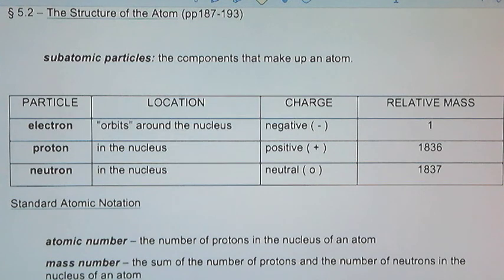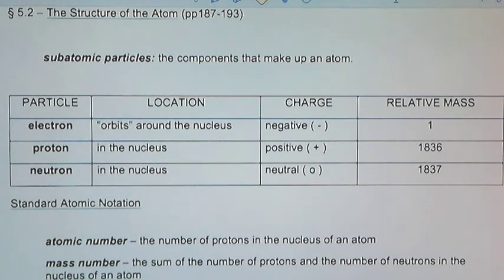The second subatomic particle that was discovered was the proton. And we said that this proton was located inside the nucleus and has a positive charge. And if the electron is given a mass of 1, then the mass of the proton is approximately 1,836 times more massive than the electron. So it's almost 2,000 times bigger than the electron.